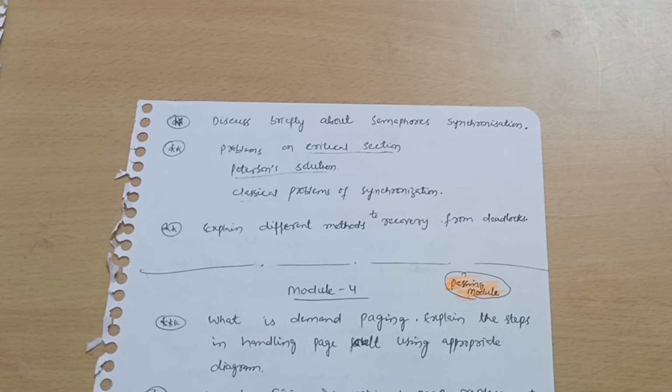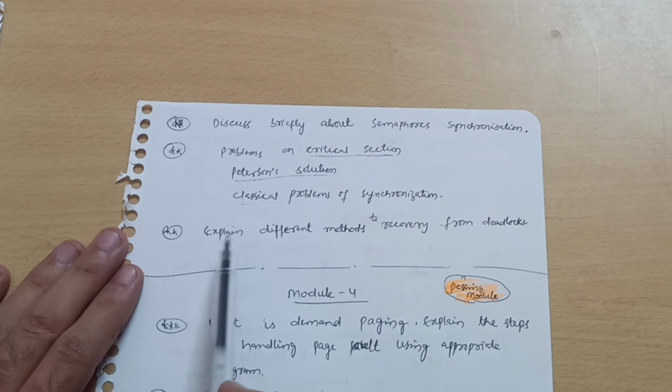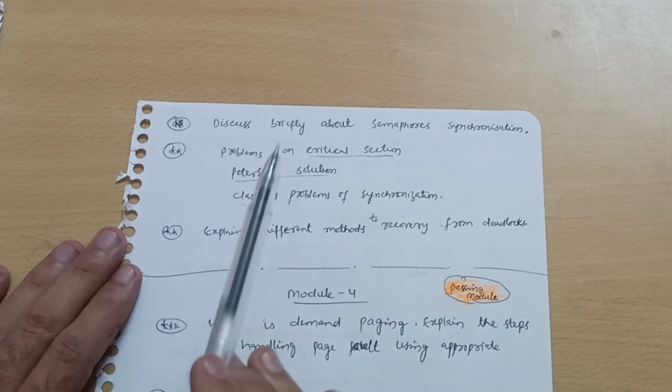Sometimes the papers are unexpected in the VTU examination. Sometimes problems come with 14 marks, so you should not leave it at all. Then explain different methods to recover from deadlocks. This is all about module third.